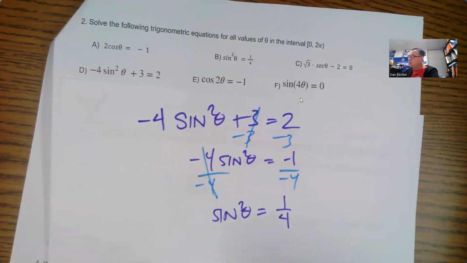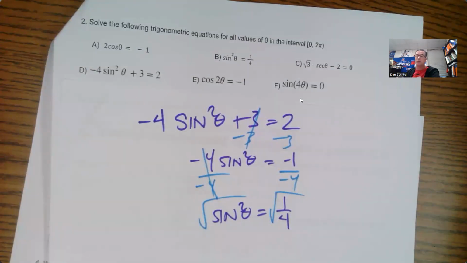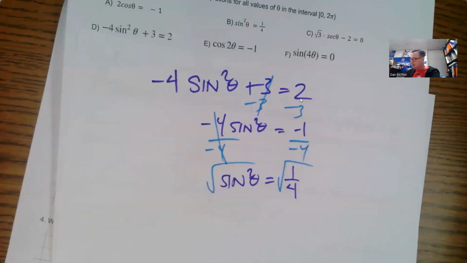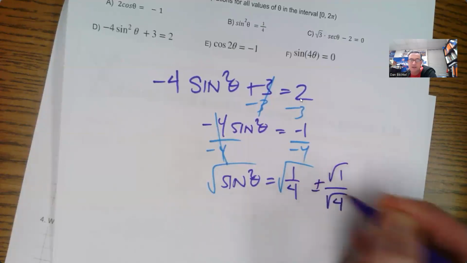I'm going to have to take the square root of both sides to solve it. When I do this, here's the one thing that I do want to make sure we talk about, because sometimes I gloss over this stuff. This means I take the square root of the top and the square root of the bottom. It is a plus or minus.